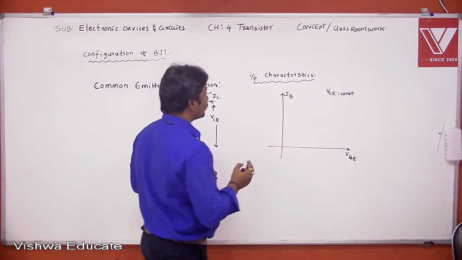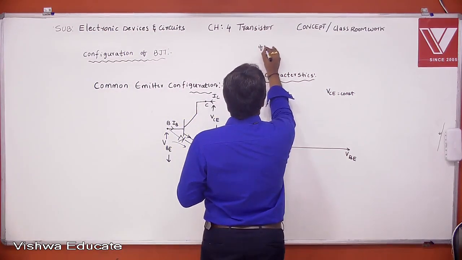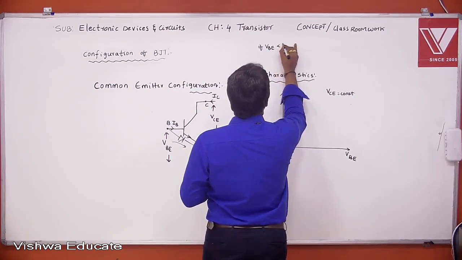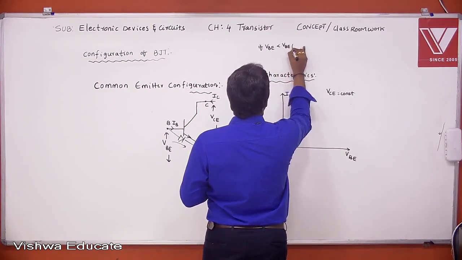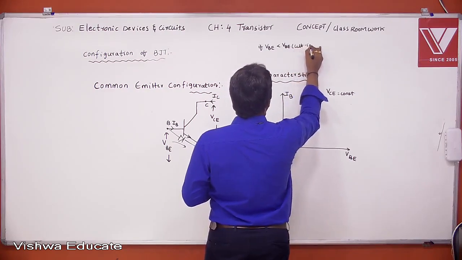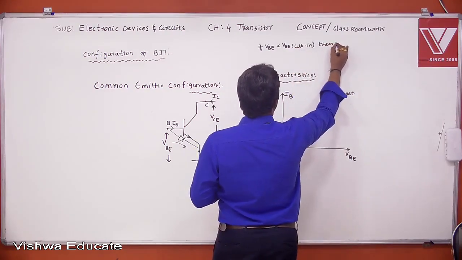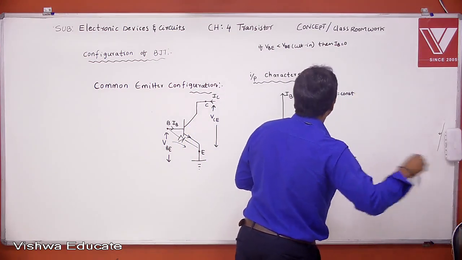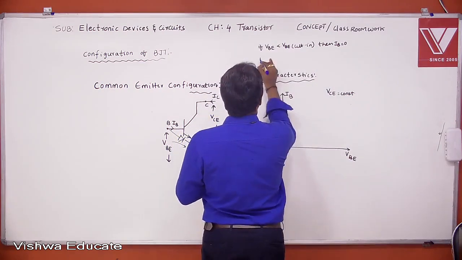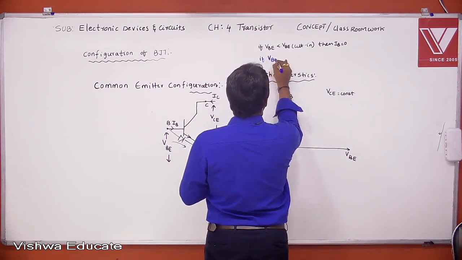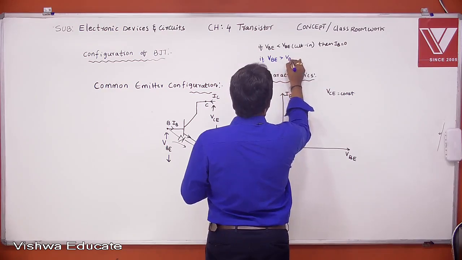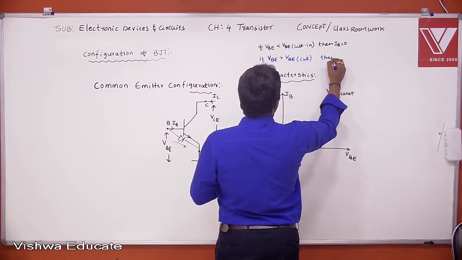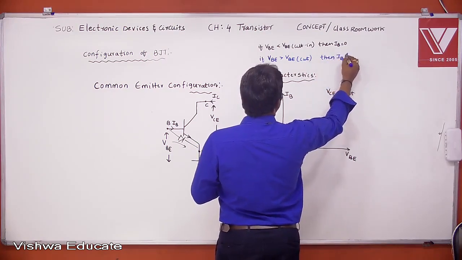And one more point, see here. If VB is less than or equal to the cut-in voltage, VB cut-in, then what will be the base current? The base current is equal to 0, right? If VB is greater than the cut-in voltage, then what happens to IB? IB suddenly increases.